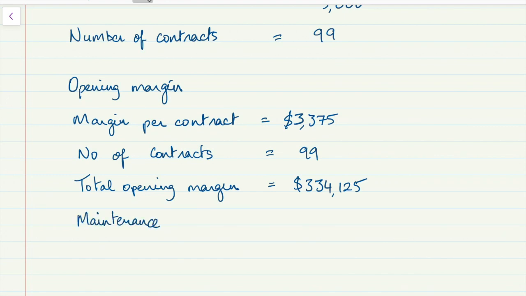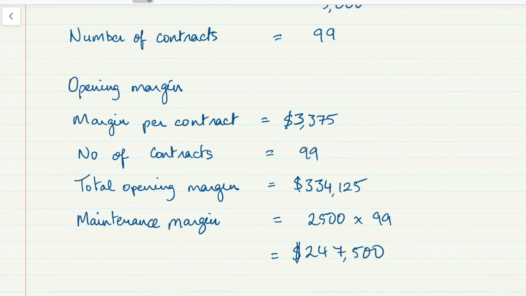So once we have that, we can also work out the maintenance margin if we want at this point, which is 2,500 multiplied by 99, which gives us $247,500.